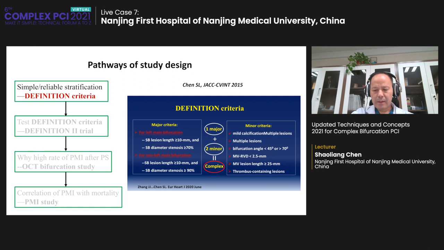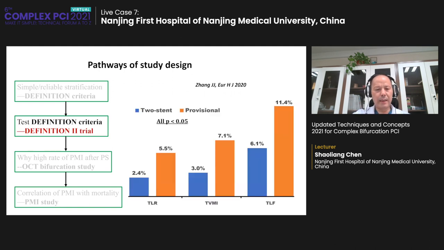complex bifurcated lesion. Since the birth of this definition criteria, we designed and published our DEFINITION II trial, which only includes complex bifurcated lesion according to the definition criteria. We compare the two-stent technique and the provisional stenting technique for such a particular complex bifurcated lesion. Of the two-stent group, more than 80% are DK crush technique, and at 1 year follow-up, you can see a very high rate of target lesion revascularization and target vessel myocardial infarction after provisional stenting technique, with subsequent significantly higher rate of TLF, which was 11.4% compared to only 6.1% after two-stent technique.